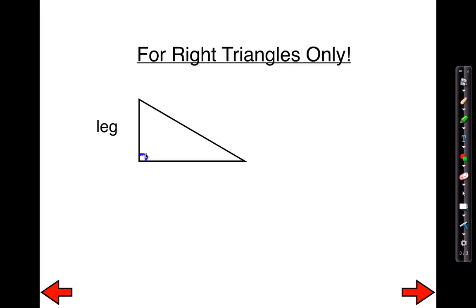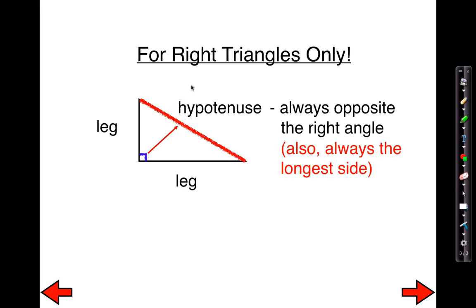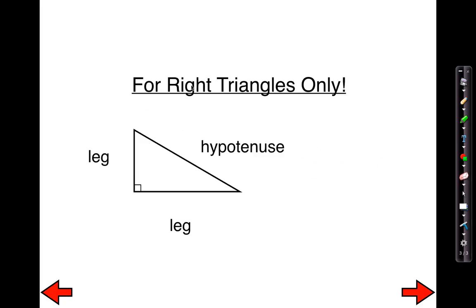Now, in a right triangle, there are two legs, and then there's a hypotenuse. The hypotenuse is always across from the right angle, always. Okay, so this is my hypotenuse. And it's also known as the longest side of a right triangle. One thing that you need to know is that the legs are considered the a and the b when we're referring to the formula a squared plus b squared equals c squared, and c is always the hypotenuse.